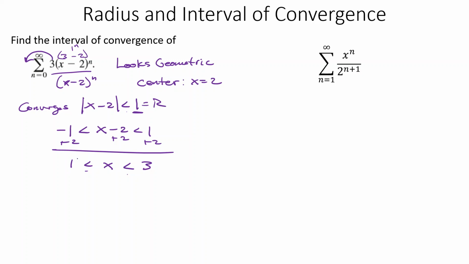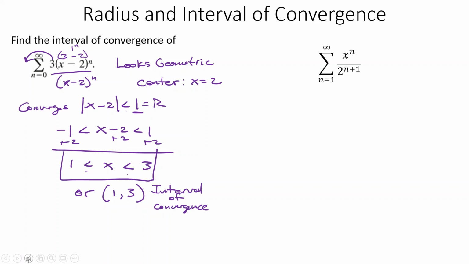If we plug in 1 at the bottom end, 1 minus 2 is negative 1. It's going to oscillate back and forth. So this is our interval right here. Or we could write it as from 1 to 3, but this is our interval of convergence. You can write it either way you want, so either one of those is acceptable.